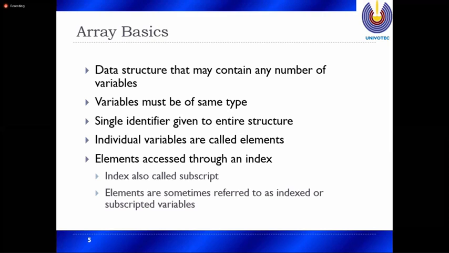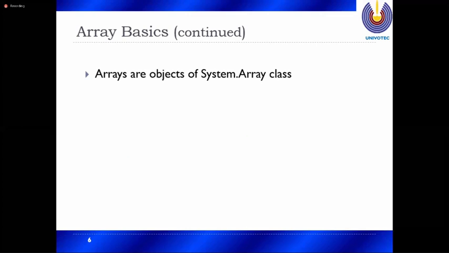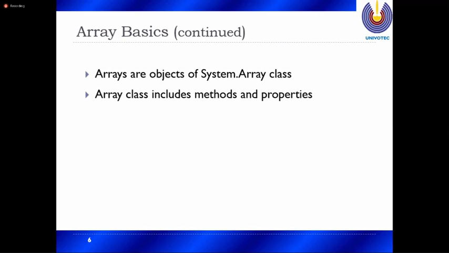The elements are sometimes referred to by the index or subscript. They are subscripted variables, so you can use x1, x2 like that, or x0 for the first element, x0, 1, 2. Otherwise you can use the square brackets. Arrays are objects of the System.Array class. Already I mentioned the array is a reference type. The Array class includes methods and properties.